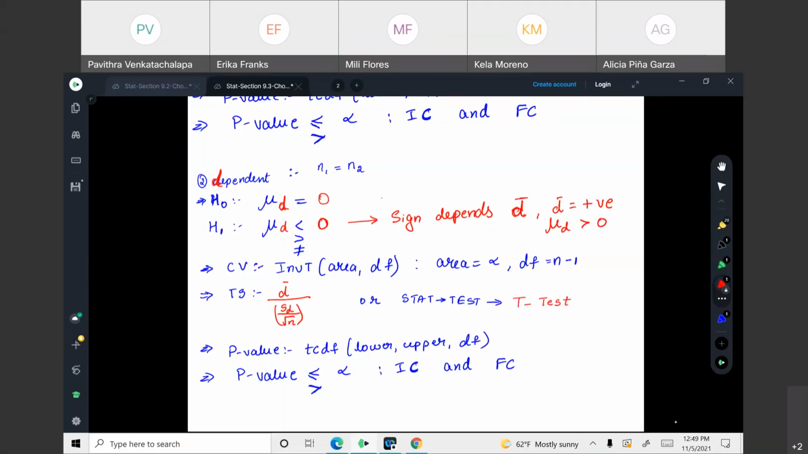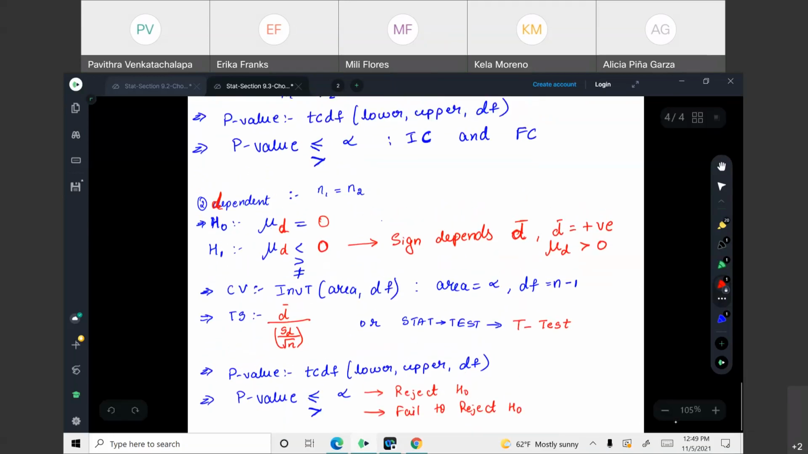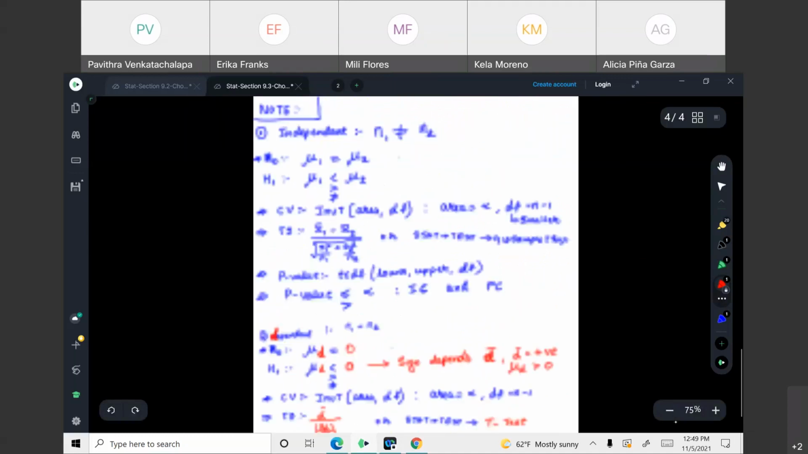Let me write that here. Reject H0, and here we say fail to reject H0. Okay, so this is a summary of chapter 9. Very small, very short.